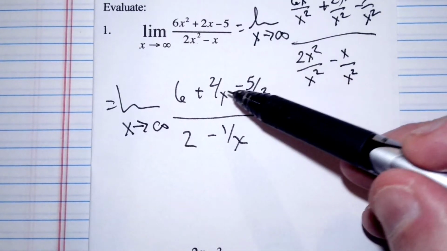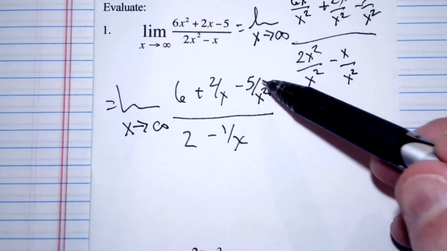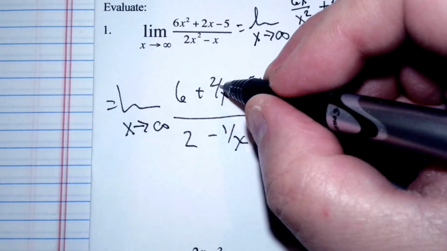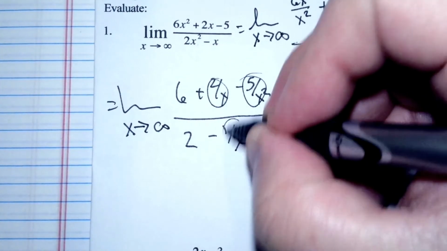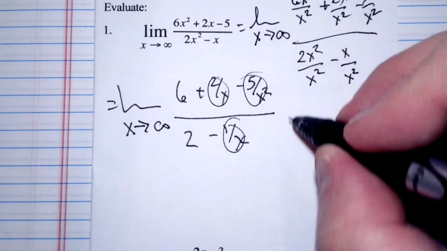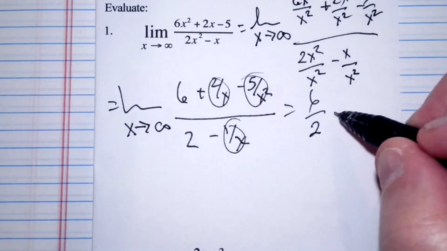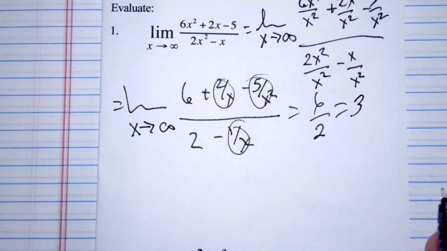Okay, so what's going to happen to the 2 over x and the 1 over x and the 5 over x squared as x gets really big? Well, they're going to get really small. How small? They're going to tend to 0. And the answer is 6/2, or 3.